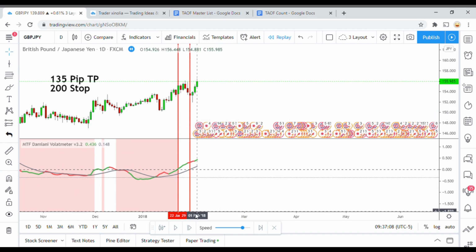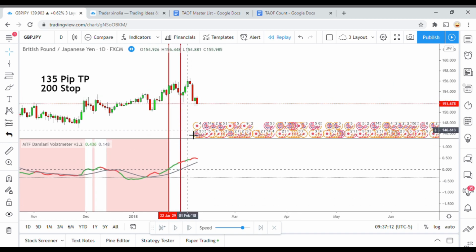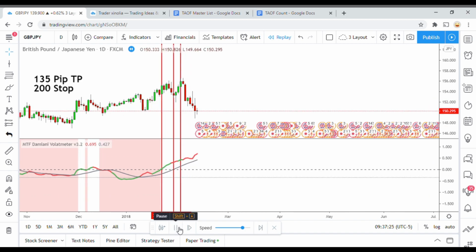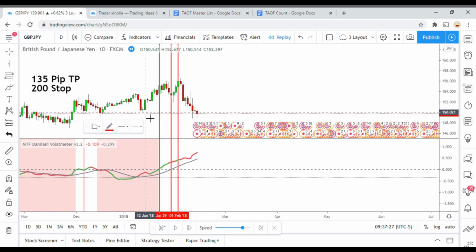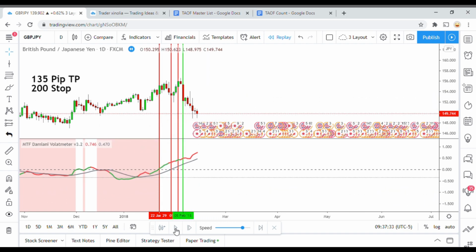That one unfortunately stops us out as well. Then we pick up a long right here. Again, stopping us out. Short right there. That one eventually gets us to take profit.